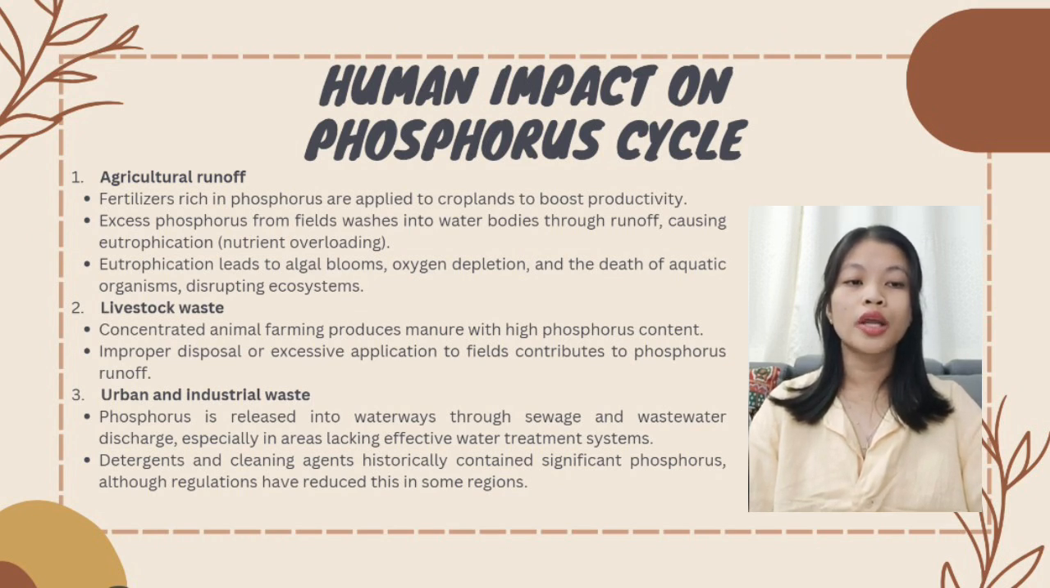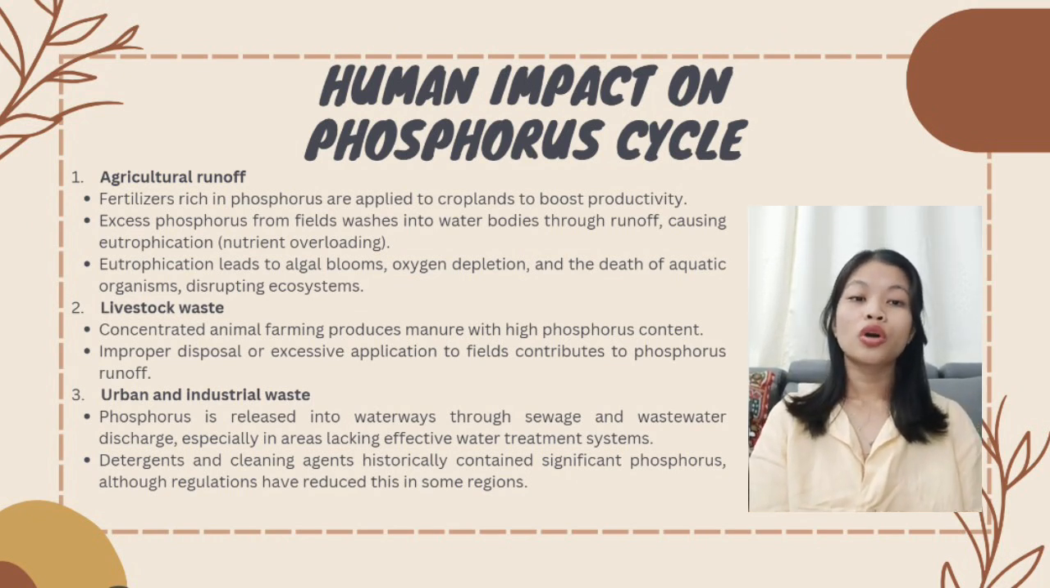Eutrophication fosters the rapid growth of algae, leading to algae blooms that block sunlight from reaching underwater plants and deplete oxygen levels as the algae decompose. The resulting low oxygen, or hypoxic, conditions can cause the death of fish and other aquatic organisms, significantly disrupting the ecosystem over time. This process degrades water quality, reduces biodiversity, and threatens the balance of aquatic environments.